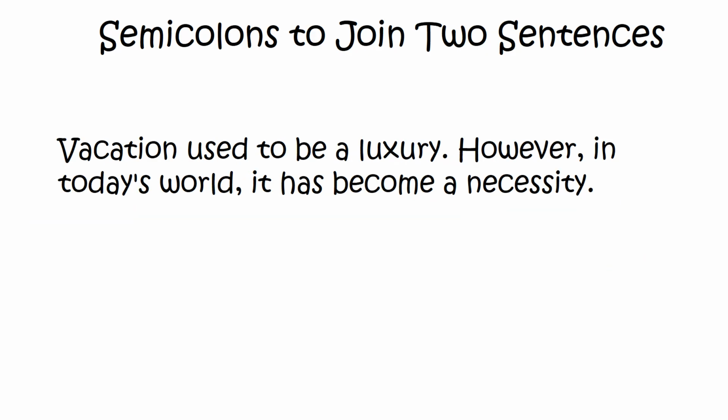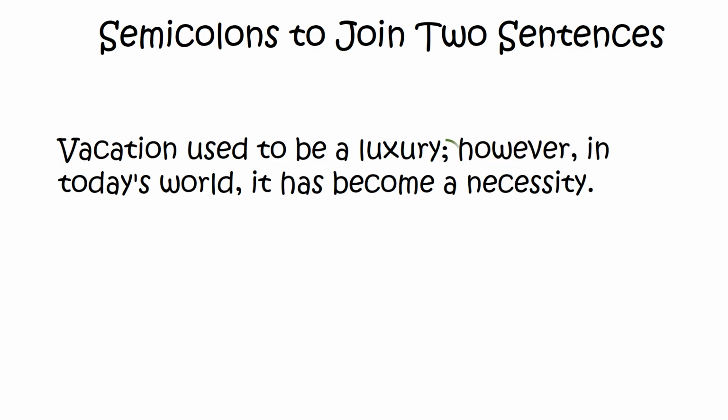I just want to show you this example. Vacation used to be a luxury, however, in today's world it's become a necessity. I wanted to show you it because of the word however. The word however is what's called a transitional phrase, or you'll sometimes hear it called a conjunctive adverb. And it usually sits at the start of a sentence in order to make a link to the previous sentence. Now, because of the nature of that, it is quite common to see a semicolon before a transitional phrase, but it is correct with a period or a full stop before.